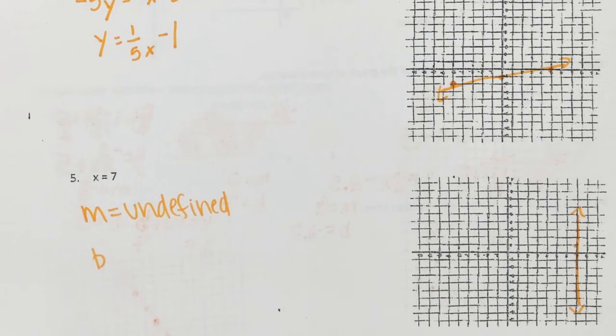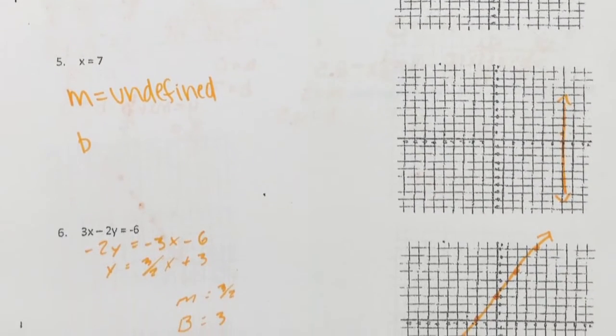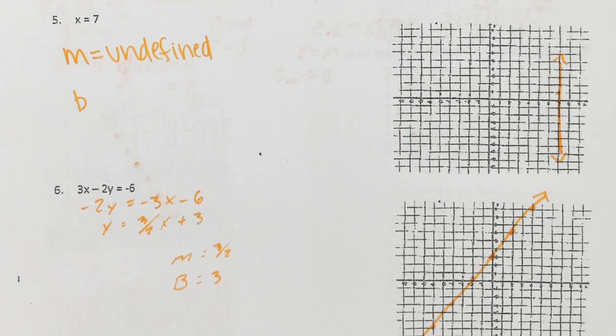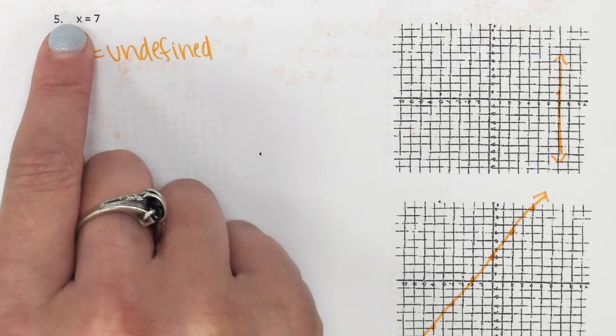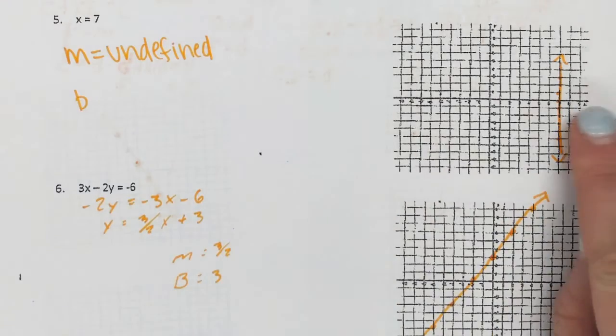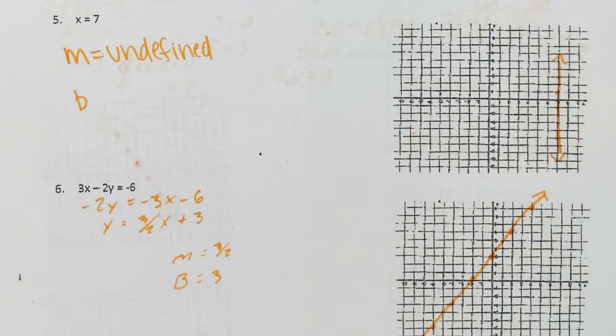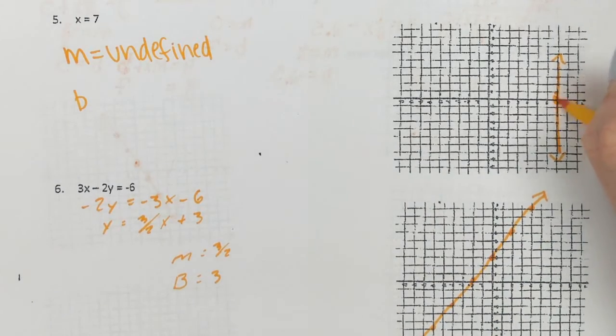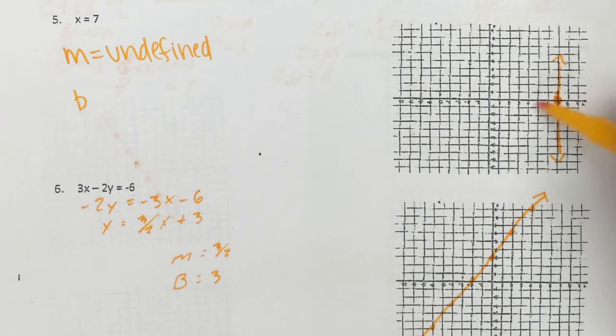Number 5. How is number 5 different than all the rest of them? It doesn't have a y. It's only got 1 letter, right? So this tells you what axis do you need to go to? At what number? There you go. So we went to the x at 7, right? And if you put that dot right there, x at 7, then you can't make it a horizontal line because that'll be the x-axis. So you have no choice but to make it vertical.